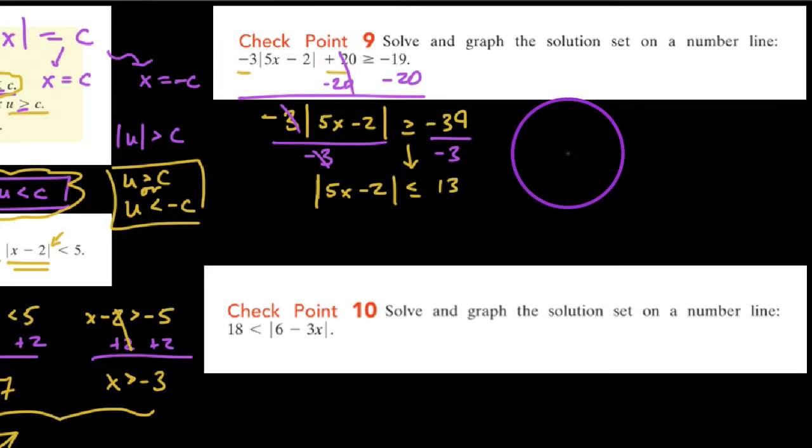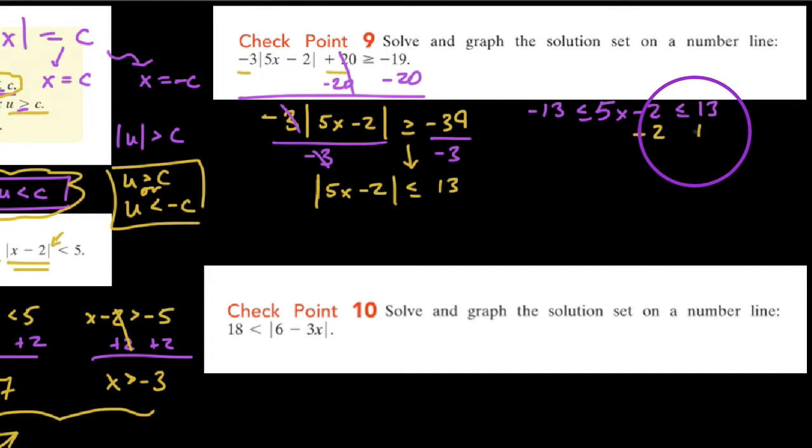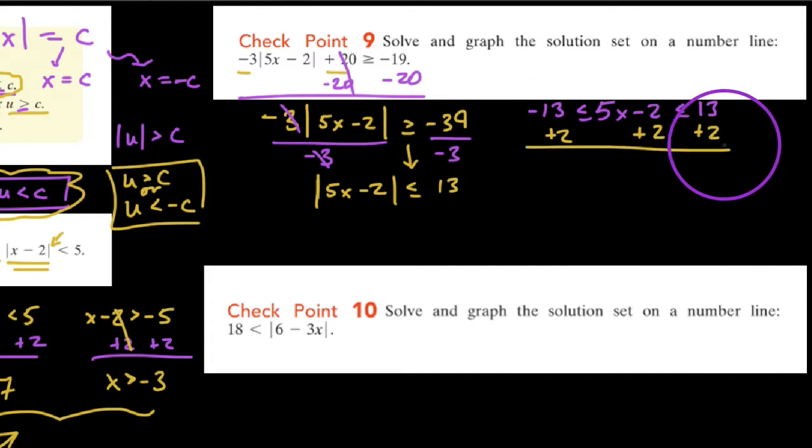So I am going to rewrite this as I would want anybody to rewrite it, which is 5x minus 2 is less than or equal to +13, but greater than or equal to -13. And rewriting this both ways gives you the same statement here. I just know that this is the way that is preferred, and it's a lot quicker, honestly.